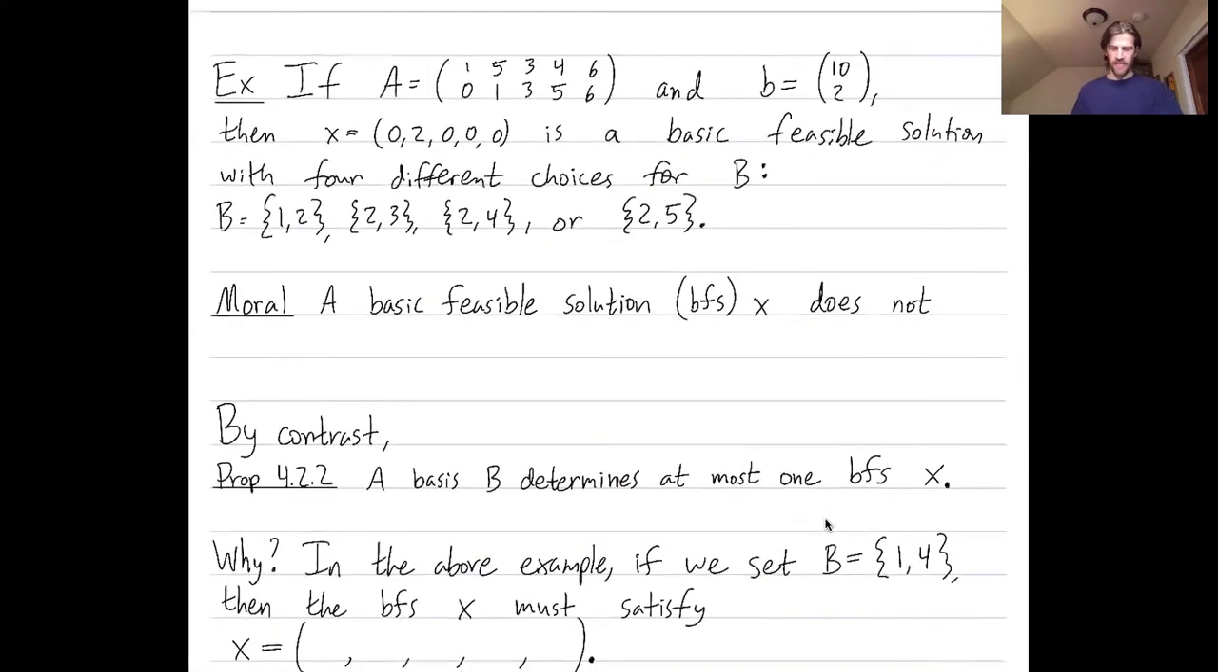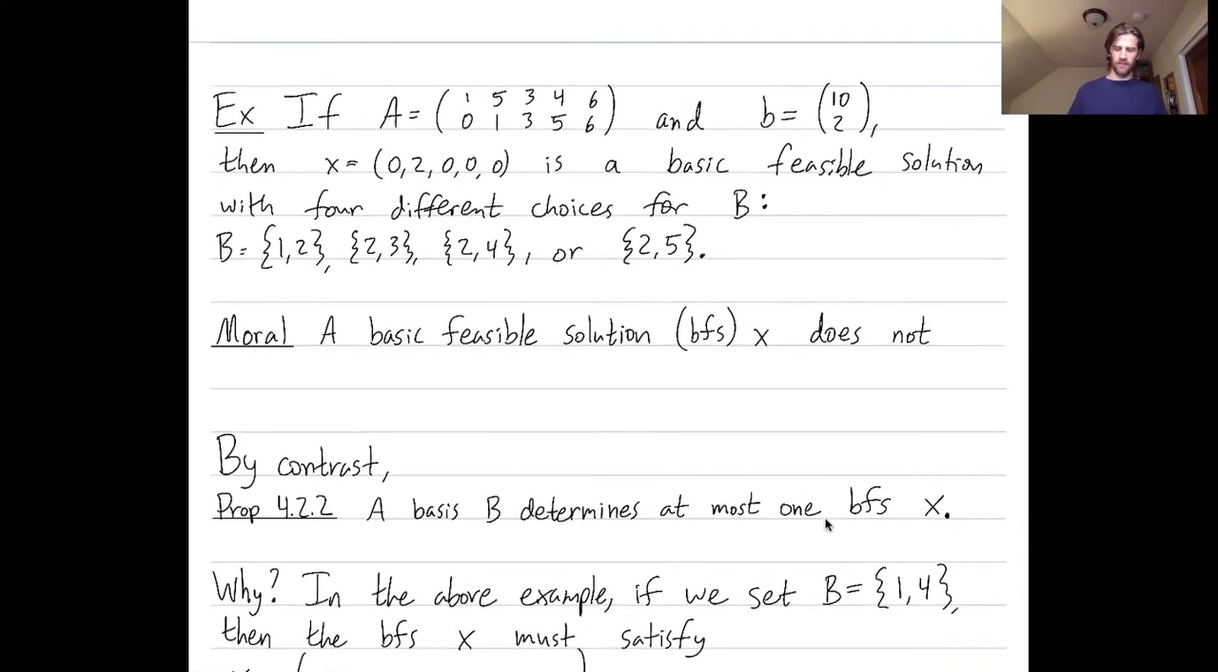Let's do another example. I have the same matrix capital A, but I've changed this vector b again in my equation Ax = b. So let me show you another basic feasible solution. It's this vector 0, 2, 0, 0, 0. It solves the equation Ax = b because when I multiply matrix A by this vector, I just get twice the second column, and 2 times that column is indeed 10, 2.